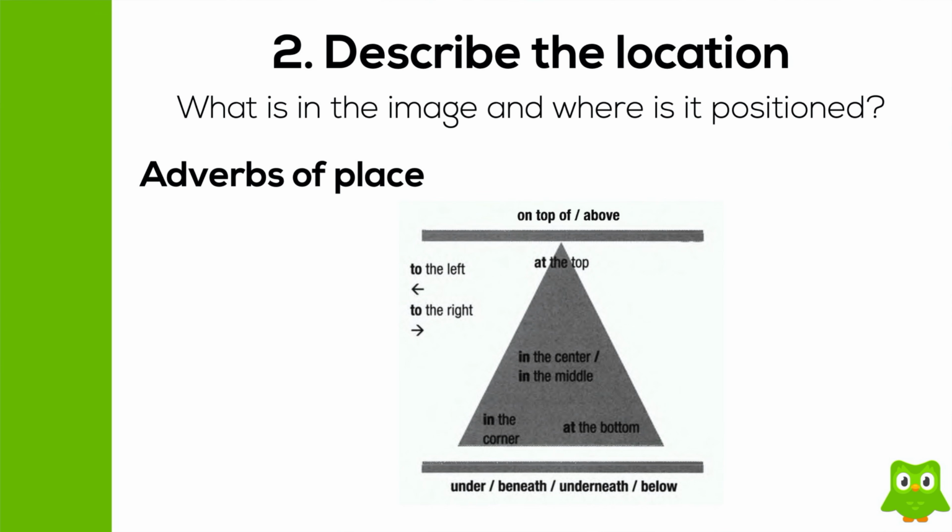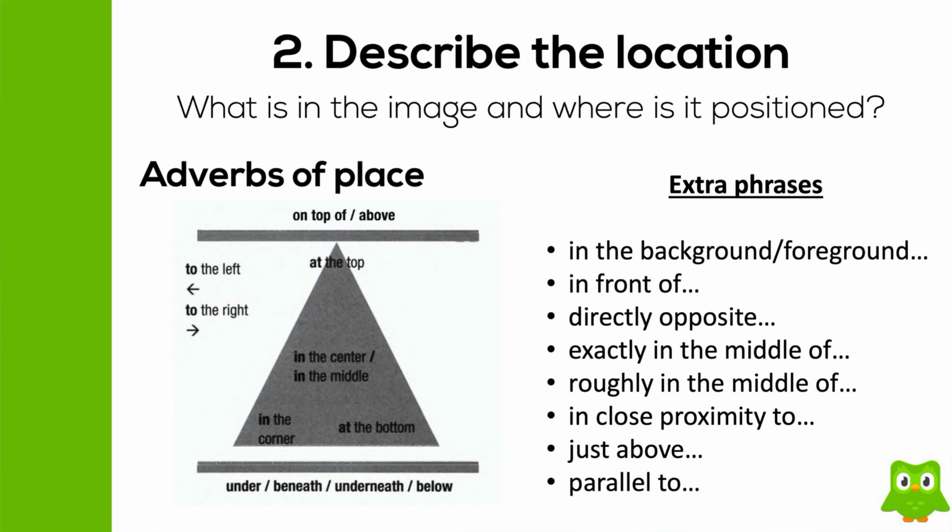Adverbs of place are usually spoken in these types of phrases. So we have on the top or above, at the top, in the center, in the corner, at the bottom, under, beneath, underneath, and below. We also have things like to the left, to the right. And there are lots of extra phrases you can use too. For example, in the background or in the foreground.